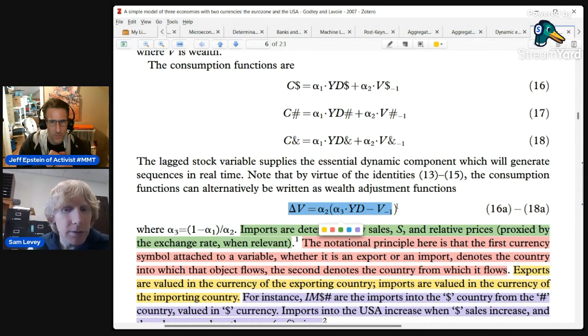So we have a target wealth. And that target wealth is given by actually this bit right here, right? This is your target level of wealth. It's some multiple of your income.